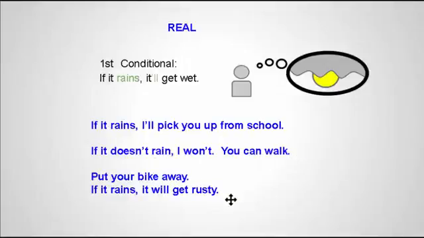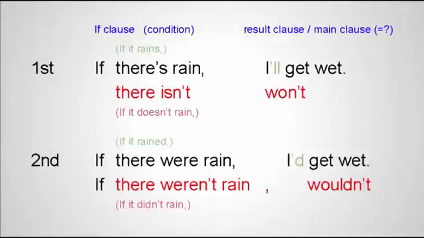If it rains, it will get rusty. There's also other ways to say it. If there's rain, your bike will get wet. If there isn't rain, your bike won't get wet. You can say if it rains, if it doesn't rain, you can say if there's rain, if there isn't rain. There's many ways to put this together.